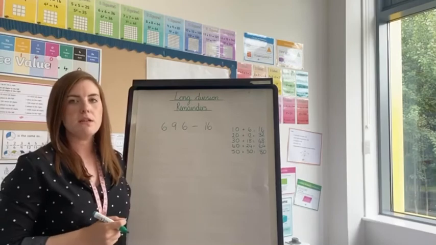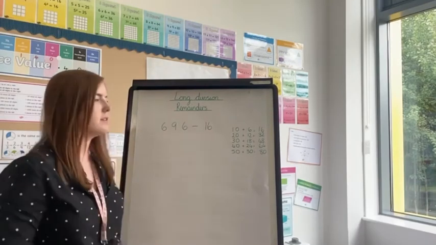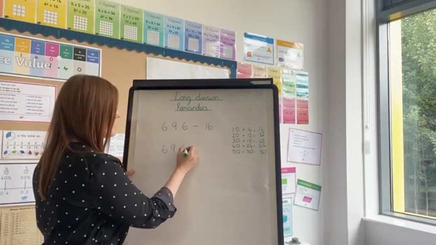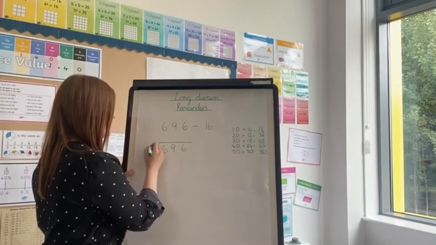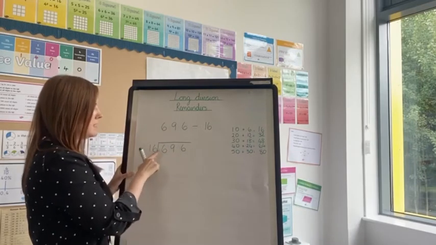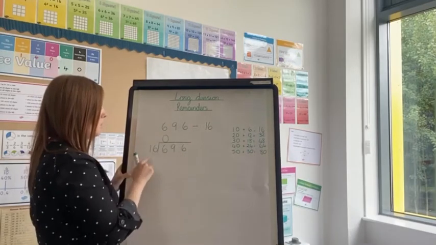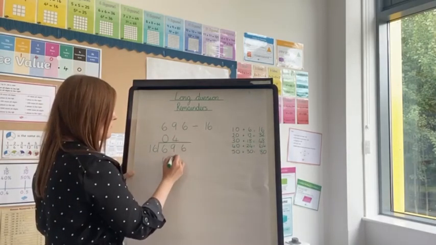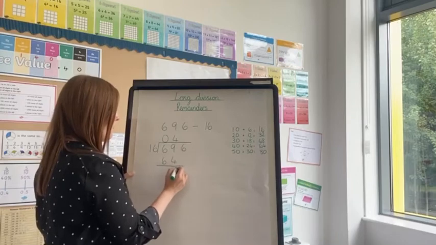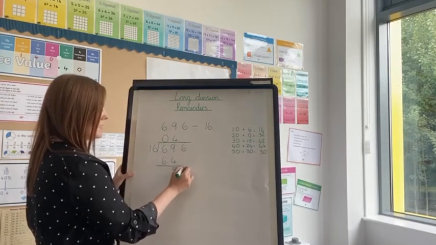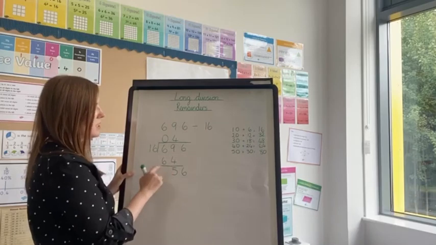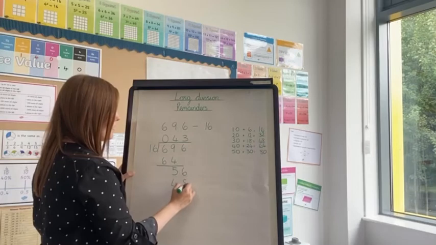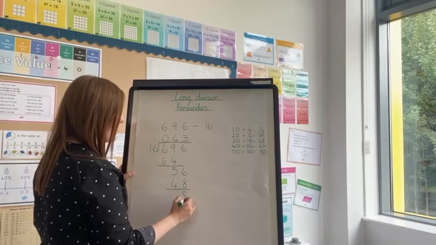I can also interpret remainders as fractions. Let's have a look at the question again. 696 divided by 16 in my bus stop. 16 into 6, we can't do. 16 into 69 goes 4 times, which was 64. Remainder of 5. Bring my 6 down. How many times does 16 go into 56? 3 times, which was 48. Find the difference, which was 8.